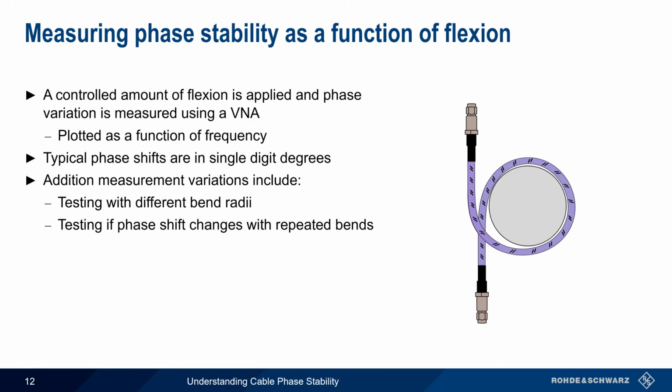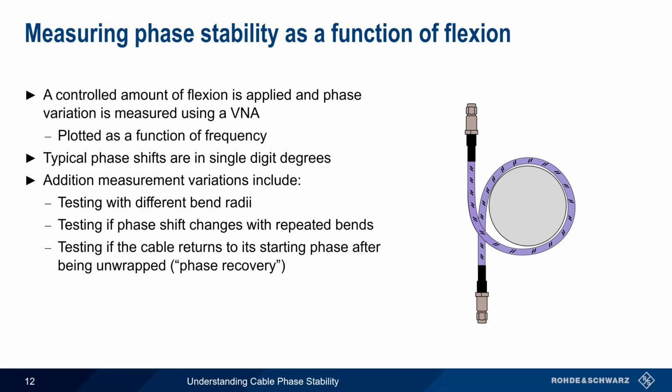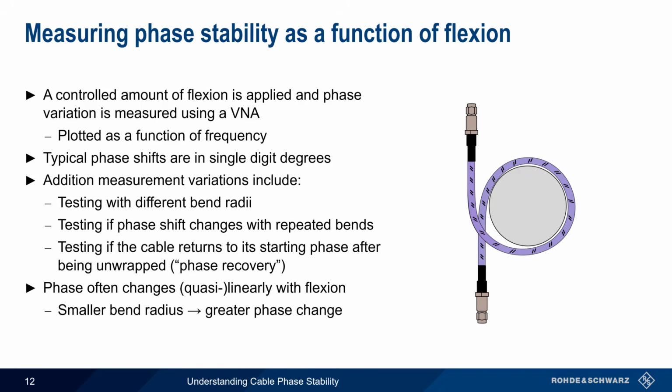That is, does a cable show greater or less phase variation when it's bent for the 10th, 100th, or 1000th time? And as we mentioned earlier, it's important to know if the cable returns to its starting phase values after being unwrapped or unbent. This is sometimes called phase recovery. It shouldn't be surprising that phase change increases with increasing bending, and this is often a linear or quasi-linear relationship. The smaller or tighter the cable bend radius, the greater the amount of phase change that's introduced by this bend.